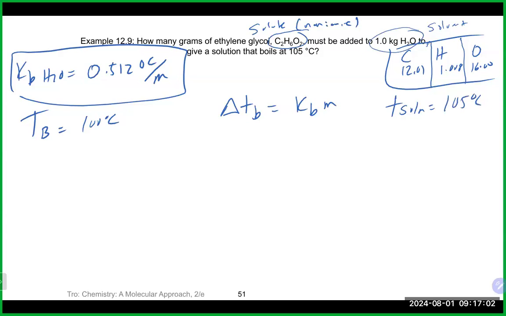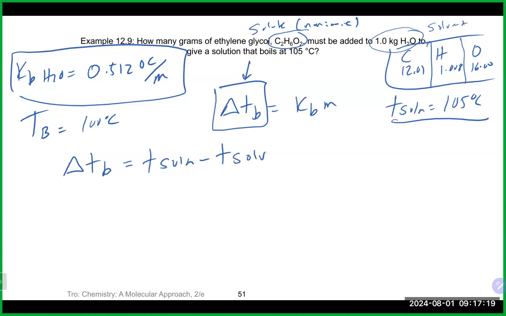So putting this into the equation, we want to make sure that we put in the change in boiling point temperature, not the temperature where it boils. This is boiling point elevation, which means the solution will actually boil higher than the solvent. So we take the solution minus the solvent. The solution is 105 degrees Celsius. Water normally boils at 100 degrees Celsius, which means we are looking at a 5 degrees Celsius difference for our change in boiling point. So again, it's really important that you use the change in boiling point temperature in this equation.